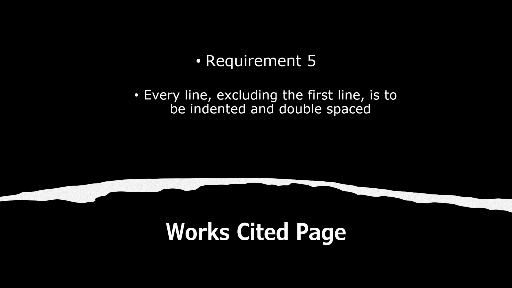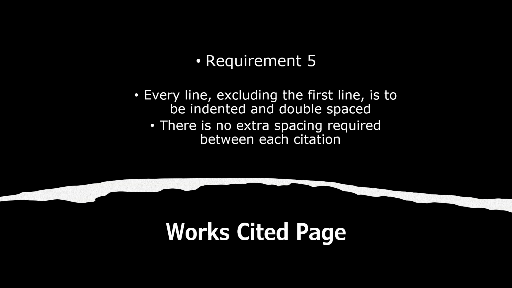Your next requirement for your works cited page is that every line, excluding the first line, is to be indented and double spaced. When you list your source, you start at the margin. If it is only one line long, well, then you double space and move on to the next one. If your source has 2 or 3 lines in the citation, then you must indent that second and third and so on lines. There is no extra spacing required between each source or citation. Simply indent and hit return and start your next one.